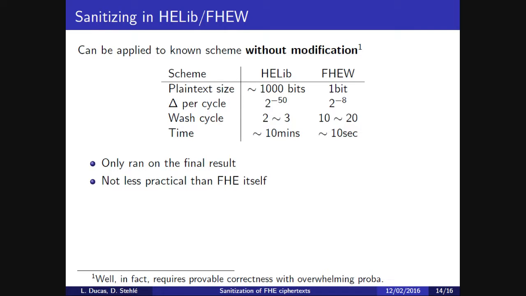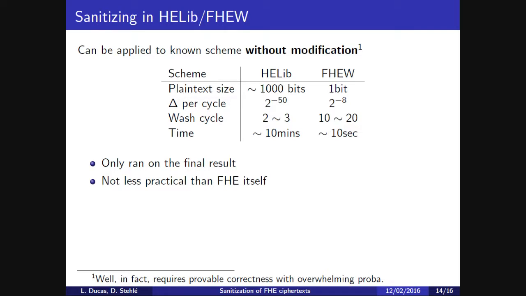But if you actually look at the parameters that are given for either HElib or the few fully homomorphic encryption schemes, you actually have much more room for re-randomization here, and you can decrease the statistical distance much more than just one half.